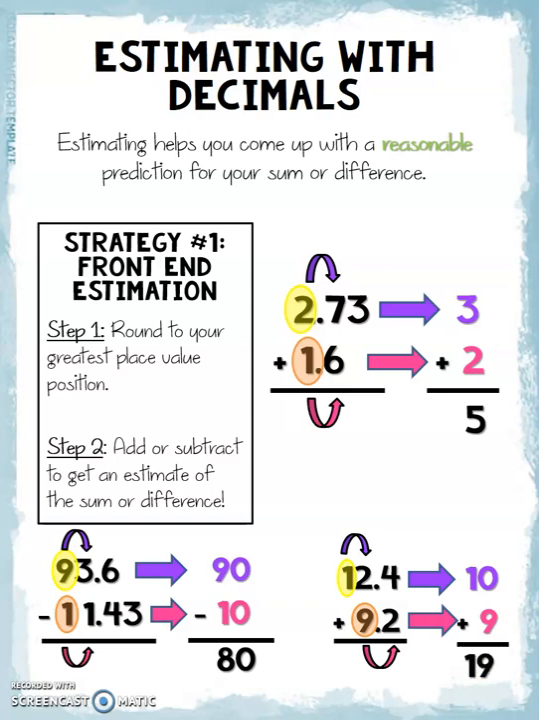I wanted to show you that example because in the first two, our greatest place value position in both numbers was the same. But in this third example, we had a different place value position for our greatest place value position in each number. That's okay. You can do that either way. So the first strategy to estimate with decimals is using front-end estimation, or rounding.